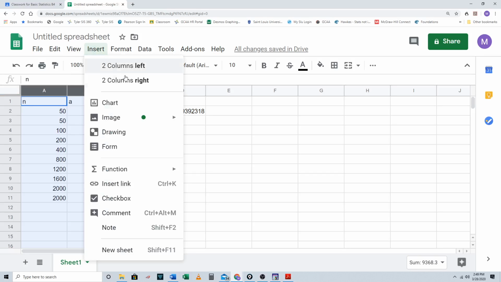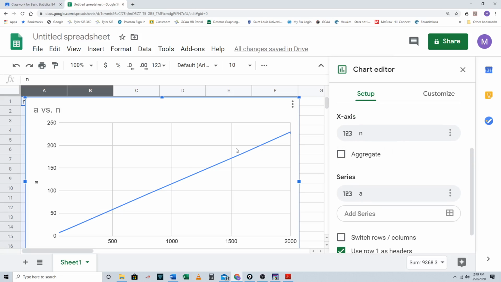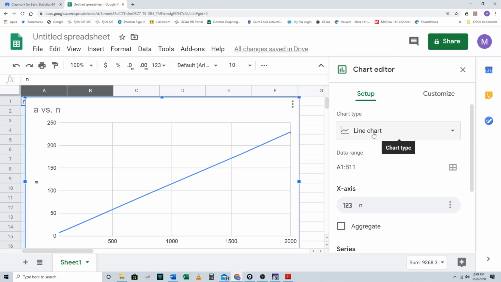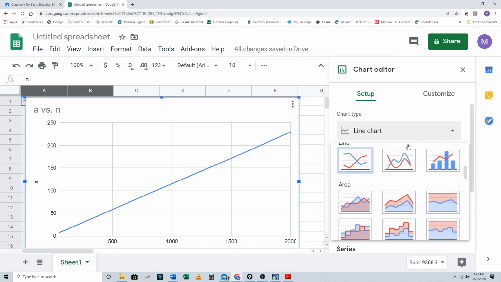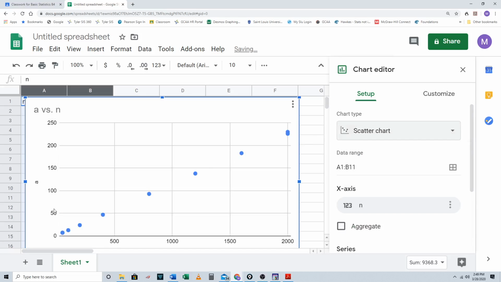So insert chart, inserts the scatter plot, and ooh, that does not insert a scatter plot. See what it did? Line chart. I don't want a line chart. I want a scatter plot. So scatter plot, which again does form a pretty solid line, even though they're a little bit off here and I think a little bit off here. All right.